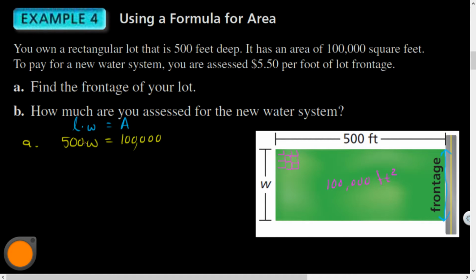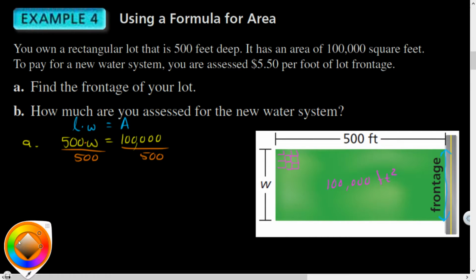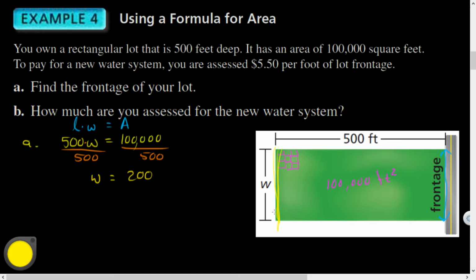Divide, right? Yeah. Divide by 500. Right? And I'm going to get W equals 200. And if this is measured in feet, and this is measured in square feet, what do you think W is measured in? Also feet. Yeah.